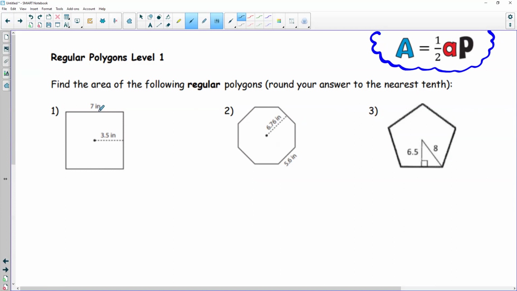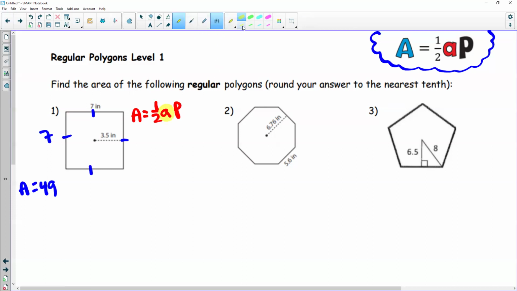Well, if this is a regular polygon, this is a regular quadrilateral, meaning that all sides are congruent. So with that being said, this is really just a square, right? 7 times 7 is going to tell us that the area is 49, but I want to show you how that works utilizing the new formula that we have here. So the formula that we're working with today is that the area of a regular polygon is 1/2 times the apothem times the perimeter.